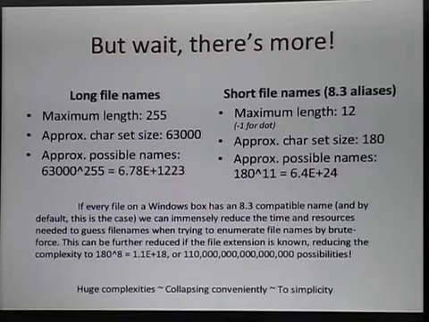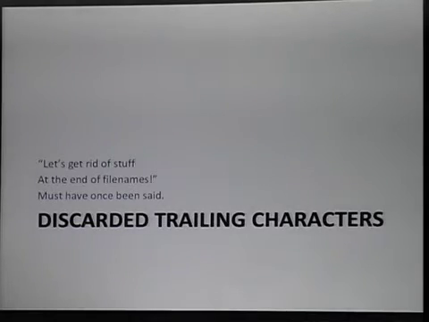And when we know the file extension, the number of possible 8.3 compatible names, which every file, by default on a Windows system, can be referred to with an 8.3 name, we have about 110 quadrillion possibilities, which for a computer isn't too bad. So brute forcing becomes a lot easier if we're trying to enumerate file names that we don't know.